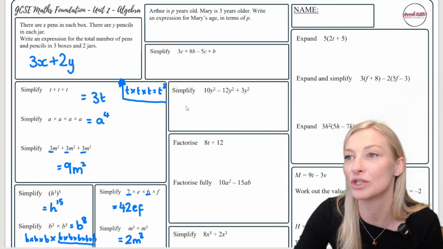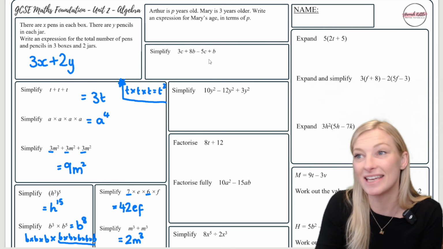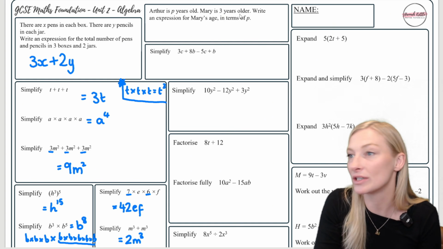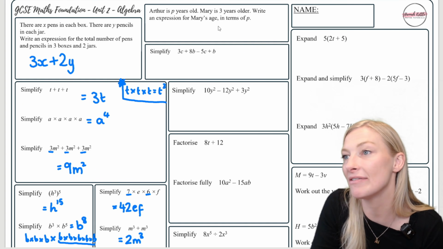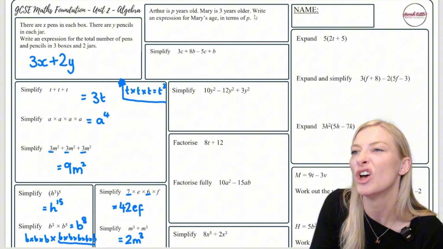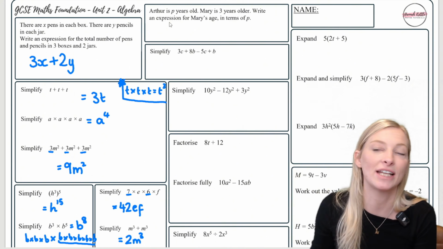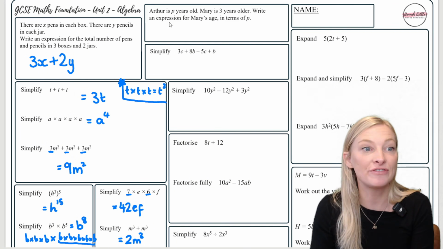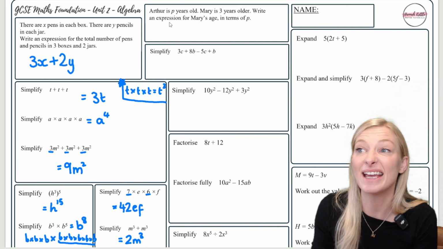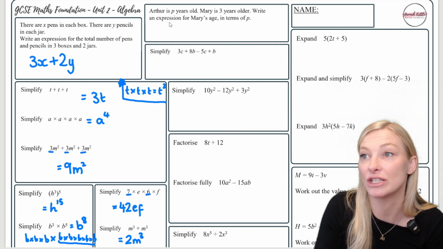Okay, back up to the top then. Arthur is p years old. Mary is 3 years older. Write an expression for Mary's age in terms of p. So let's say Arthur was 10. Then we know Mary is 13. Let's say Arthur is 15. Then we know that Mary is 18. We're just going to add 3 to whatever it is.